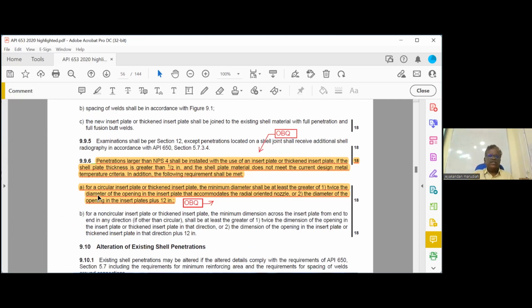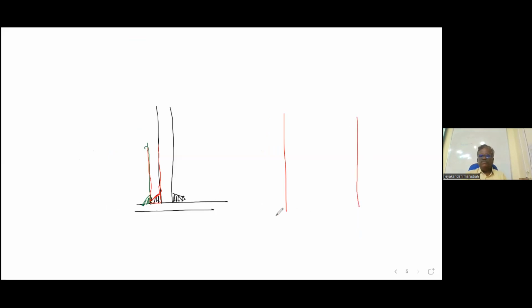First one is open book. Second, for a circular insert or thickened insert, the minimum diameter shall be at least twice the diameter of the opening in the insert plate, or the diameter of the opening plus 12 inch. Now, what is the meaning? Suppose you want to install a new nozzle. We want to make an insert plate welded here. Insert plate means we will prefabricate a nozzle with the plate, then we will weld it here.